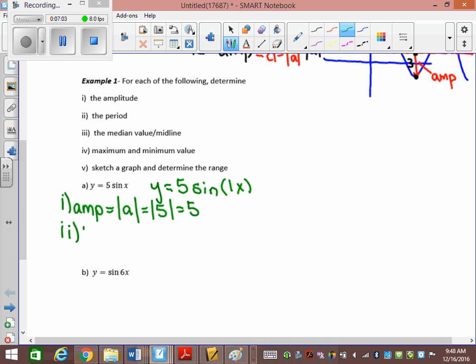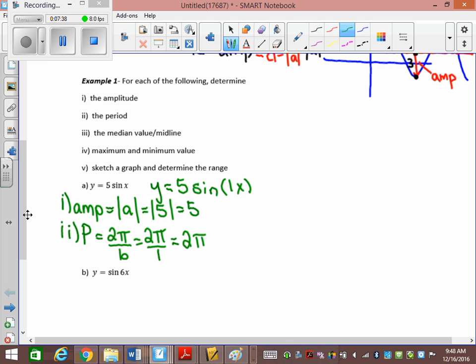2, the period. If we ever need the period from an equation, we go to our formula sheet and use it. If we need the period from a graph, we have to physically find it. Okay? So period equals 2 pi over b. So it's 2 pi over, what's my b value? We wrote it out as a 1, right? So my period is 2 pi. So this graph actually repeats itself every 2 pi. Remember 2 pi is the same as 360 degrees? So it repeats itself every 2 pi.